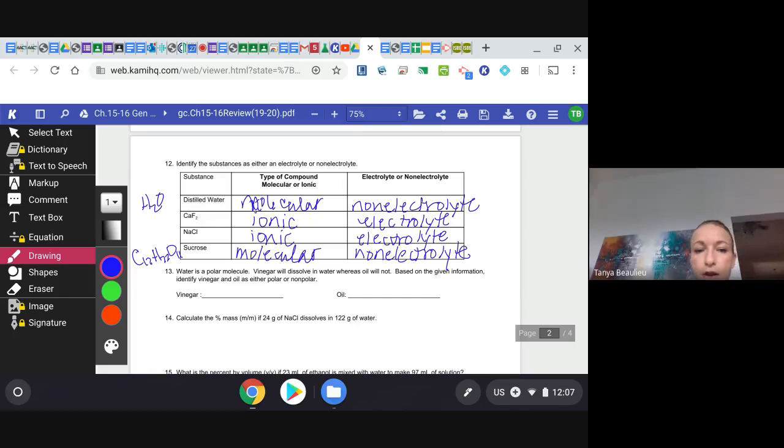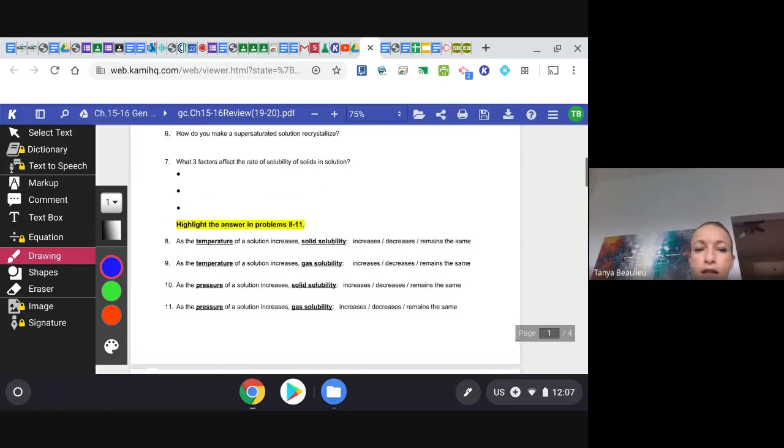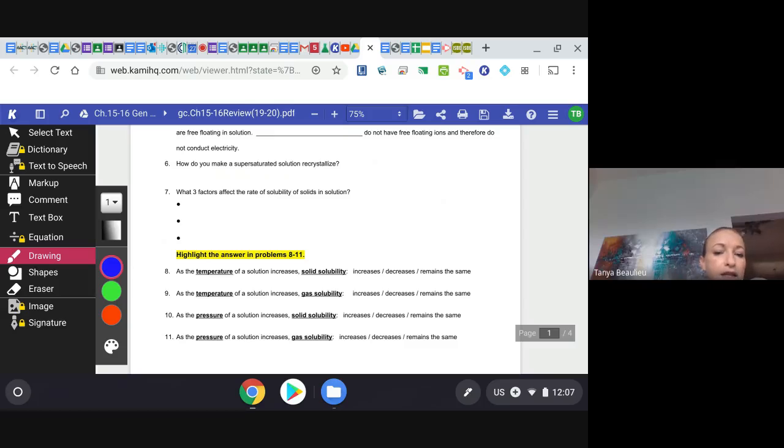All right, so I'm going to just kind of start going through things, especially where I've seen people having trouble with problems. Like in number 8, 9, 10, and 11, when I was grading the solubility worksheet, a lot of people were getting these wrong. As the temperature of a solution increases, solid solubility. So temperature and solids. When you increase the temperature, solids will dissolve more. You can dissolve more of that solid at that given temperature. So solid solubility increases with temperature.